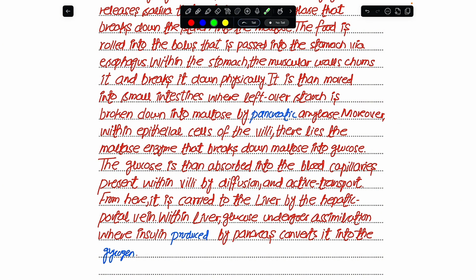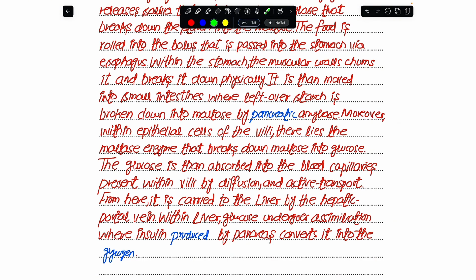Now, you see, we have broken down all of the carbohydrate to maltose, but the maltose is further broken down by the maltase enzyme, and that enzyme is available within the epithelial cells of the villi. Once the maltose is acted upon by the maltase enzyme, we have glucose. So here the chemical digestion of the carbohydrate has ended. Now we take the glucose into the blood capillaries of the villi, and for that purpose diffusion and active transport contribute their role.